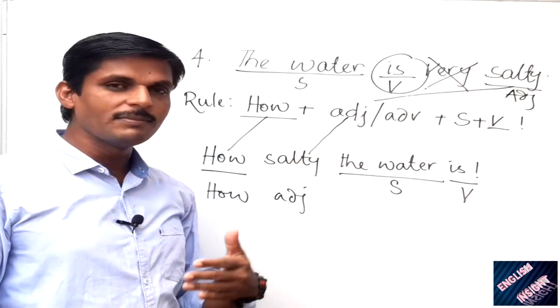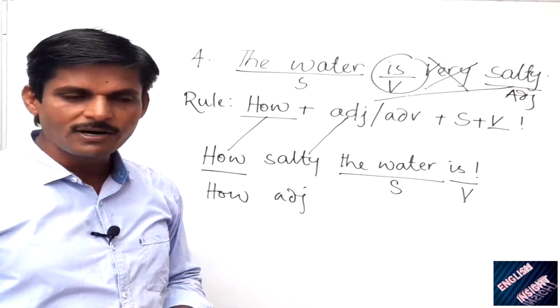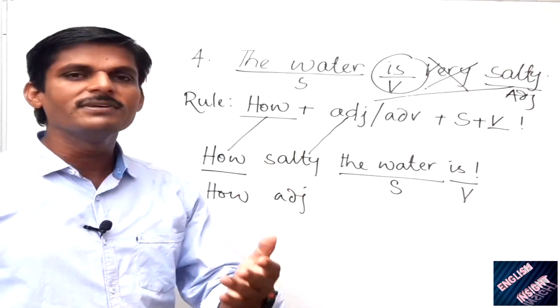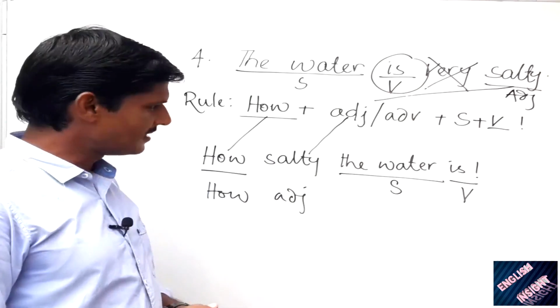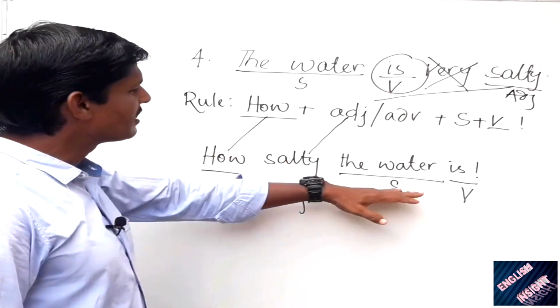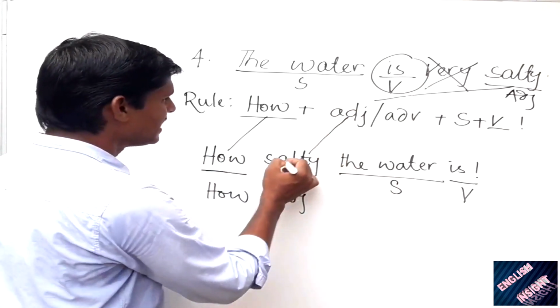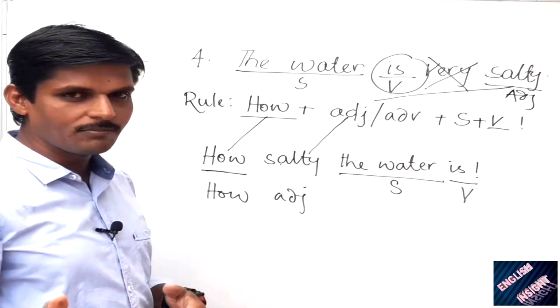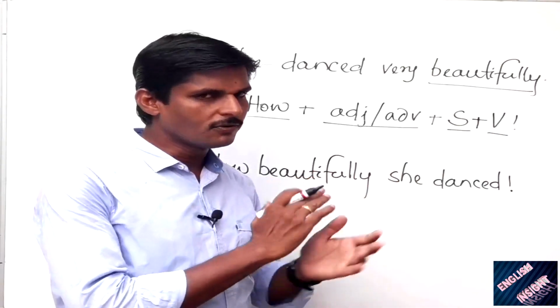If there is no adjective, and instead there is an adverb, we should use the adverb here. We'll take another example of how an adverb is used in an exclamatory sentence. So, how salty the water is. How plus adjective plus subject plus verb. We'll take another example with an adverb. It is also rule number 4.